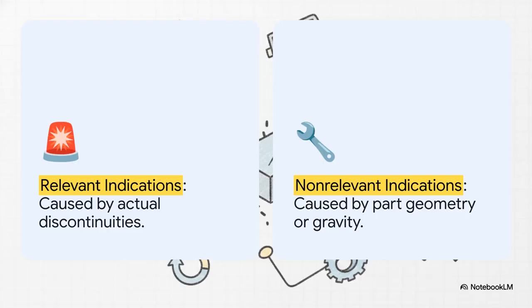You are completely guaranteed to be tested on the 3 categories of indications. First, relevant indications. This is what we're actually hunting for, leakage fields caused by actual defects like cracks or seams. Next, non-relevant indications. These are still caused by real magnetic leakage fields, but they're created by intentional geometric features that don't need evaluation, like a threaded area or a keyway. And finally, false indications. These have absolutely nothing to do with magnetic forces. They're just particles that got mechanically trapped by gravity, a rough surface, or some rust. You have to know the difference between non-relevant and false.